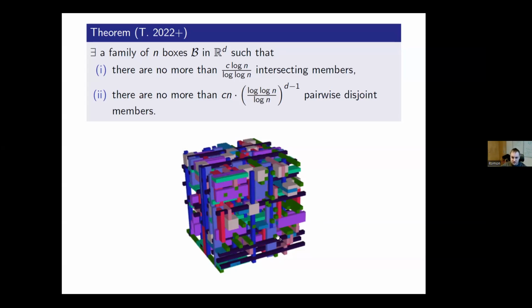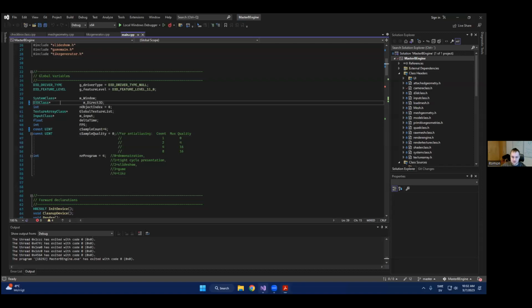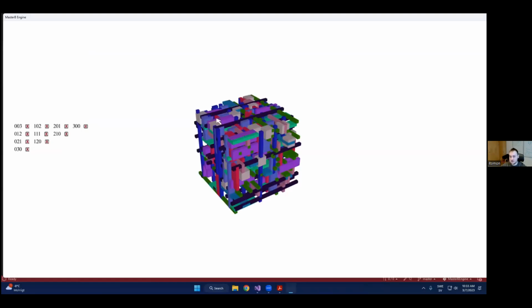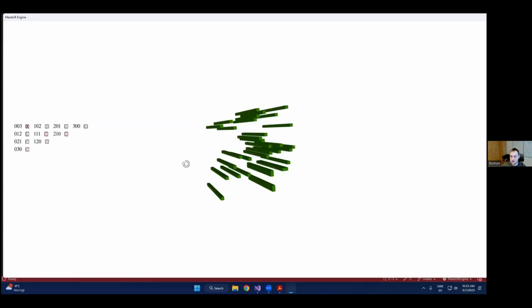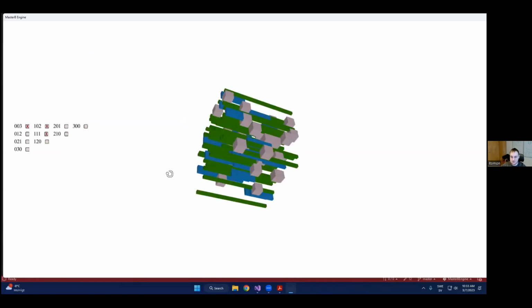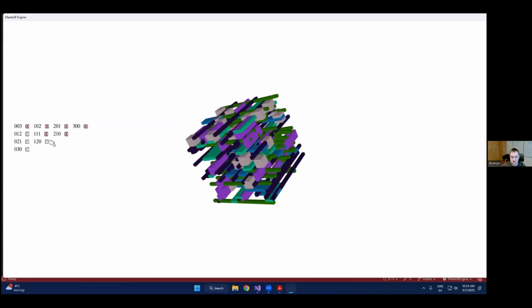Let me try to show you this family in a slightly more interactive way. So here is this family of boxes. As you can see, you have boxes of different colors, and actually, these colors have meaning. If I just keep the green boxes, they all have the same size. I have these blue boxes, I have these gray boxes, and so on. So each color represents one type.